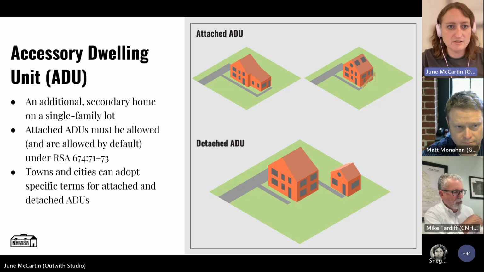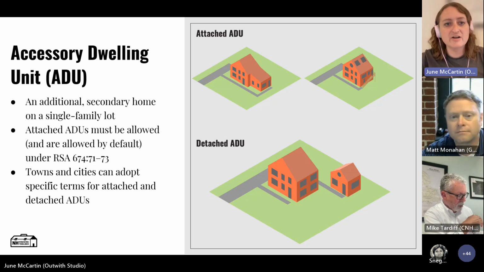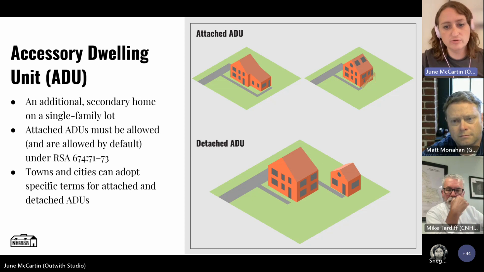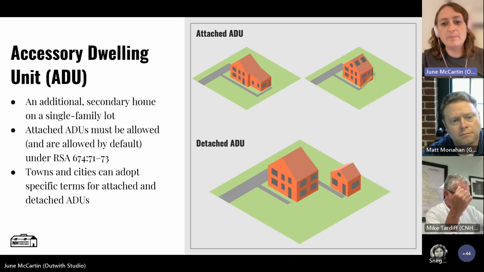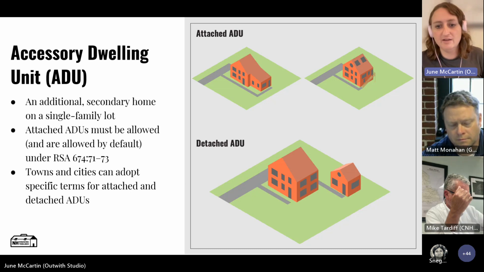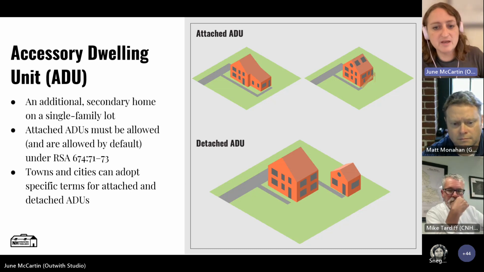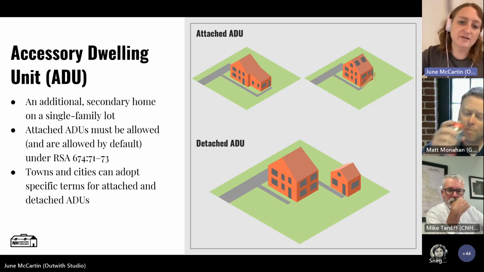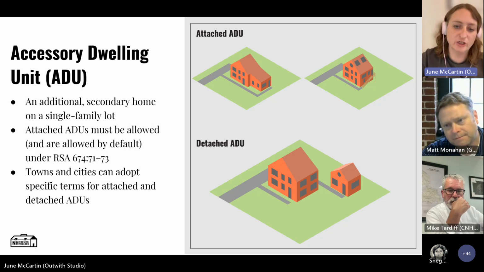Accessory dwelling units. So this is an additional secondary home on a single family lot, a smaller unit that's subordinate to the main unit on the lot. They can either be attached or detached. Attached ADUs might be carved out of, say, a basement, an attic, a portion of the second floor, something like that, or it could be an existing or new addition that's added to the primary home.